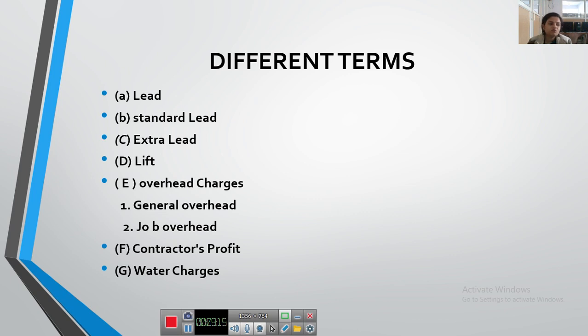So there are a number of questions like what will be the water charges, contractor's profit, what are the overhead charges. Even in MCQ type questions in an exam, that terminology is also asked. So you should know all the meanings of the different terms.